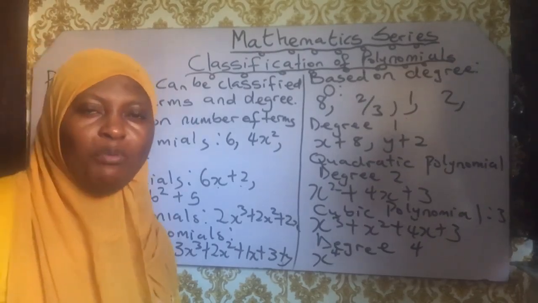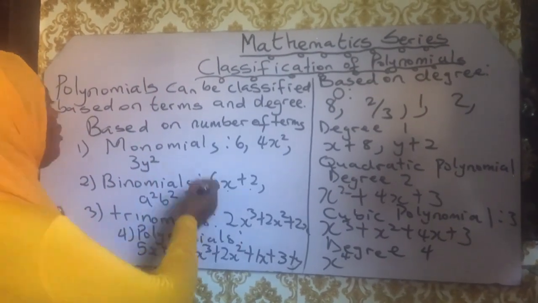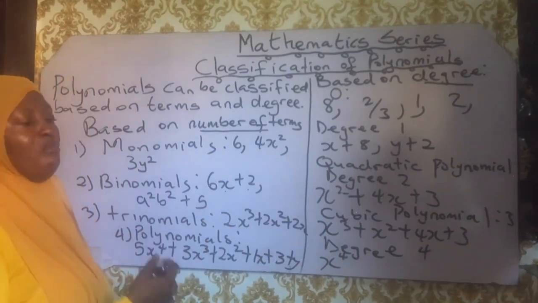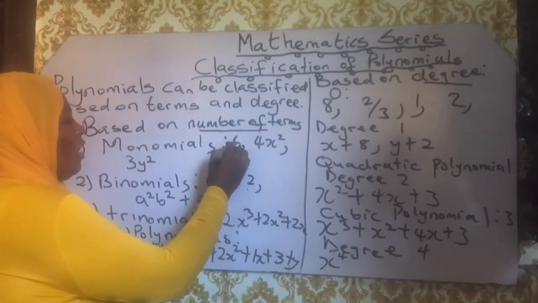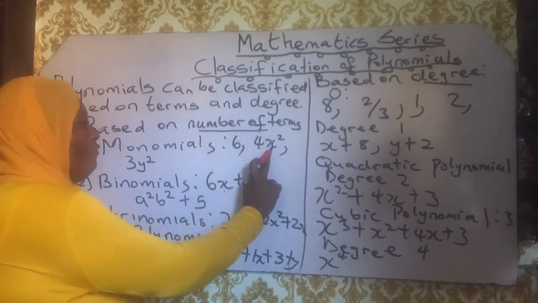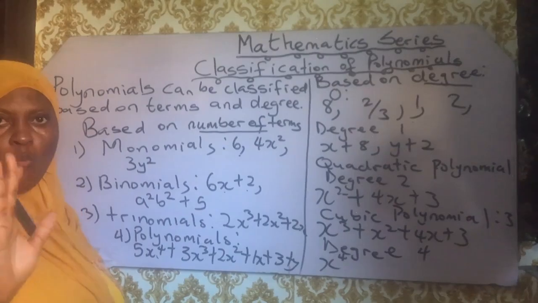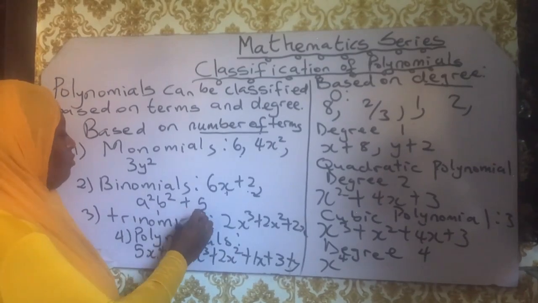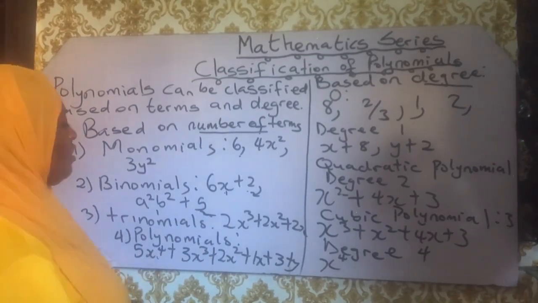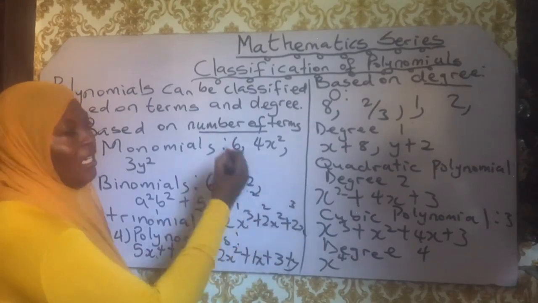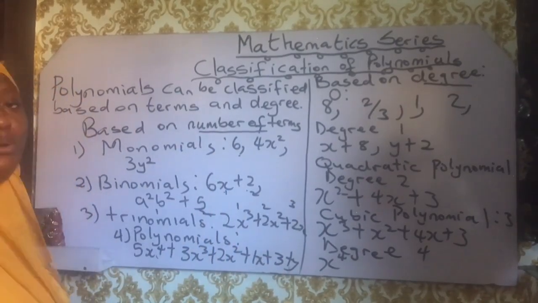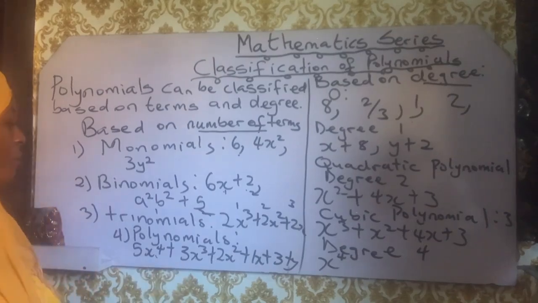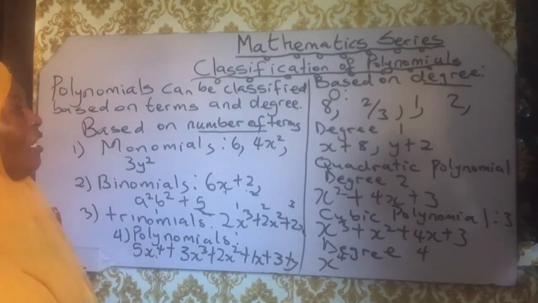So in the classification of polynomials, you have classification based on number of terms and classification based on degree. On the number of terms, you have the monomials, where you have just one term: 6, 4x squared, 3y squared, just one term. Then you have the binomials that are made up of two terms, 1, 2. And you have the trinomials, which are made up of 3 terms, 1, 2, 3. And then you have the polynomials, which are made up of many terms, like 5x to the power of 4 plus 3x to the power of 3 plus 2x squared plus 1x plus 3 plus y.